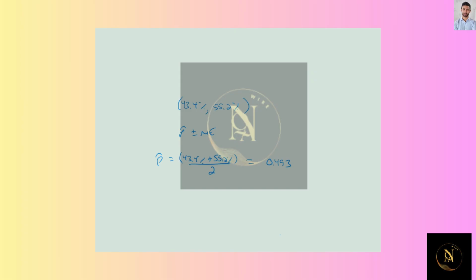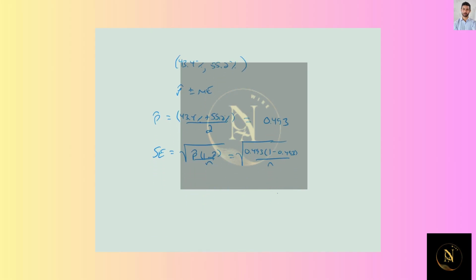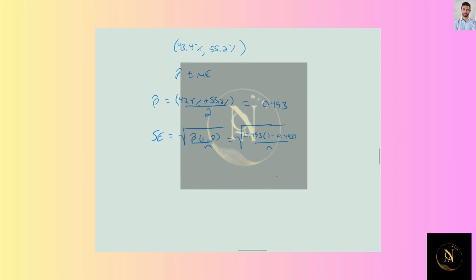To calculate the margin of error, we need to consider the sample size and the standard error. So the standard error is equal to the square root of p hat times 1 minus p hat over n. And so that's going to be the square root of 0.493 times 1 minus 0.493 over n. Since we don't have a sample size n, we can't determine the margin of error directly from the confidence interval.